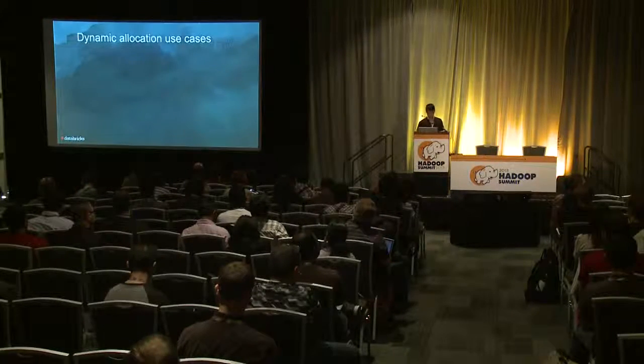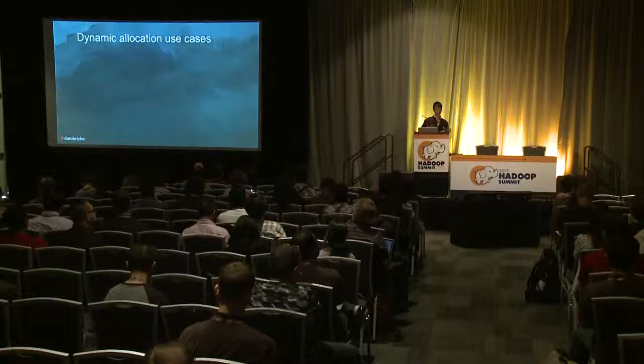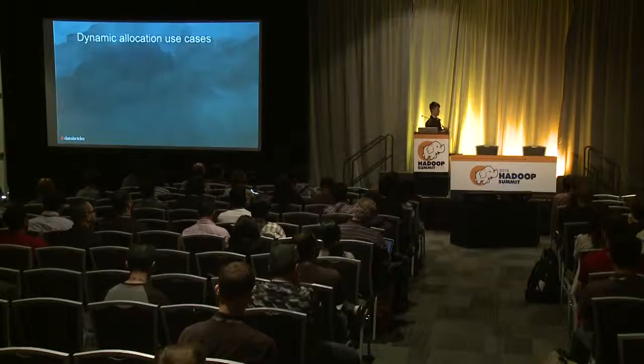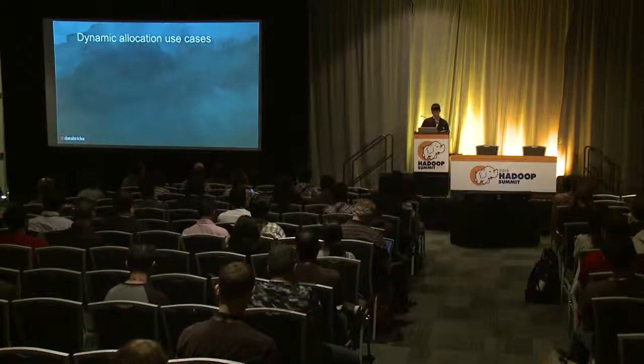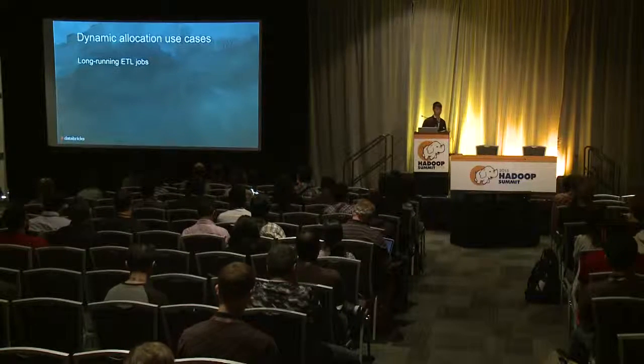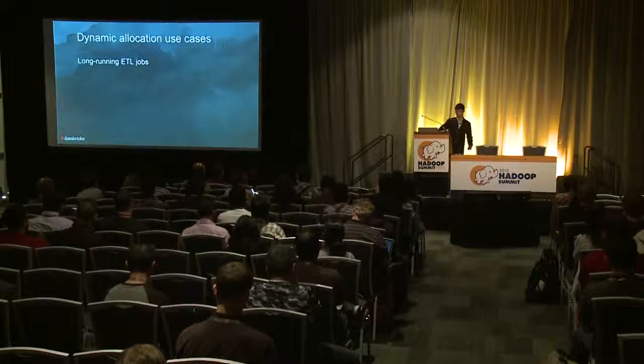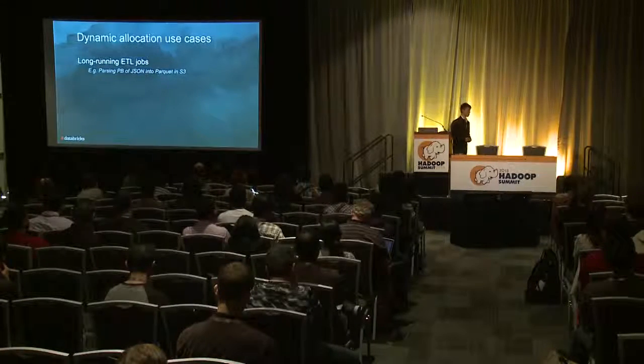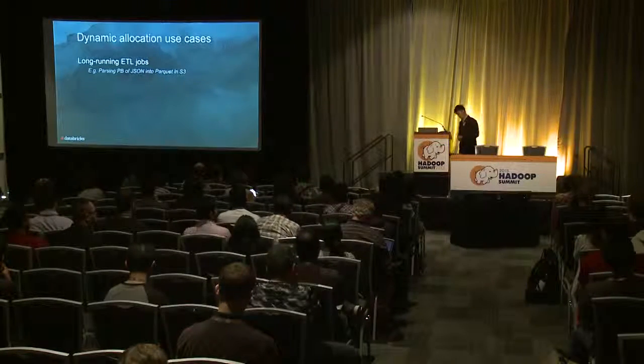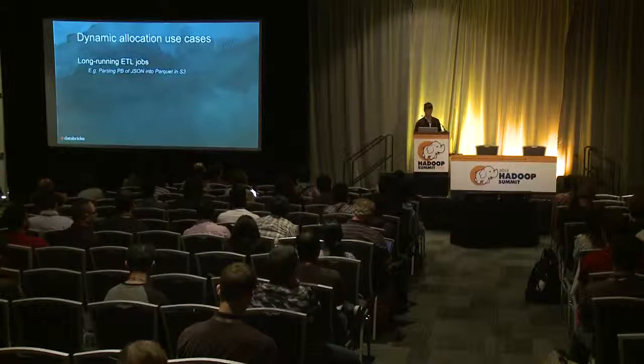All right, so what is this useful for? Well, it really is useful for a lot of things, but these are a few example applications that it's particularly good for. So the first would be a long-running ETL pipeline. For example, you might want to parse a lot of JSON into a lot of Parquet in S3. So why is dynamic allocation good here?